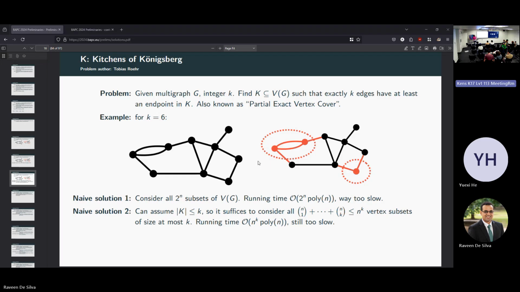You could have edges between them, but that's going to increase it. It's still going to be bad. Okay, better but still too slow, because this is n to the 6. Cool. Okay, how can we get better?